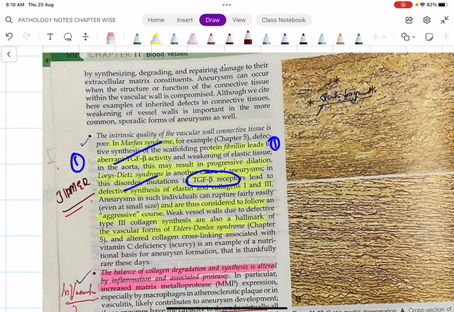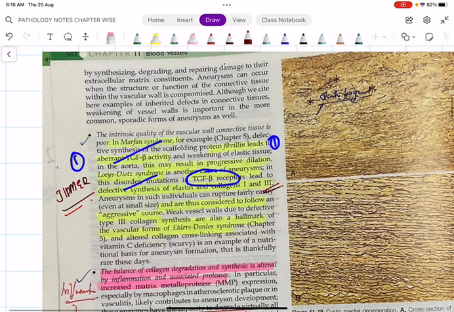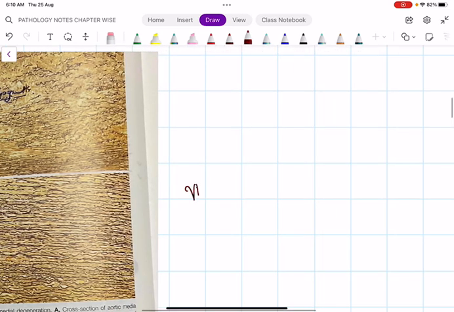So there will be defective synthesis of elastin as well as collagen. In both of these, as well as, remember, type 3 collagen synthesis is affected in the vascular type of Ehlers-Danlos syndrome. What is the classification we use for Ehlers-Danlos syndrome? Type 1, type 2, type 3. What is the name of the classification? That is called the Villefranche classification. I'm writing here: Villefranche classification is what we use for Ehlers-Danlos syndrome.